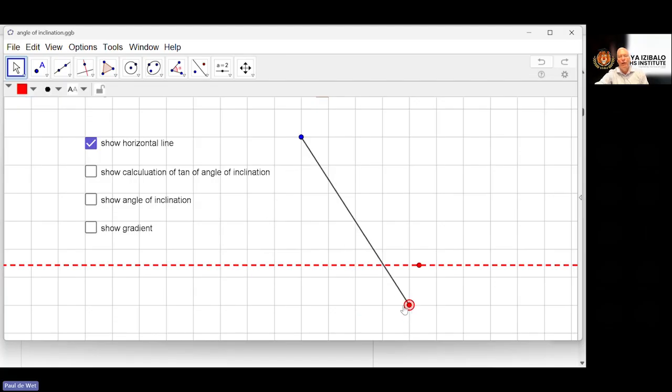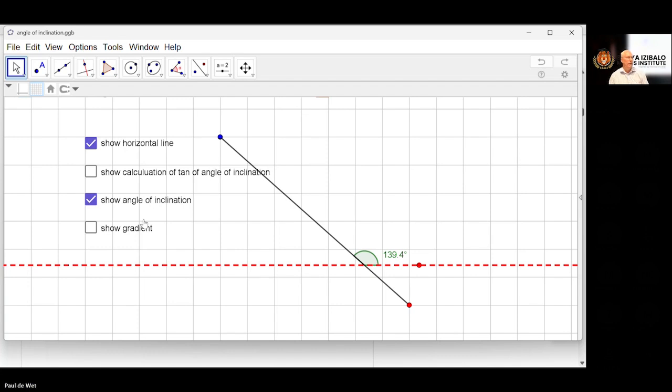Let's get the gradient of this line. And guys, has this line got a positive or a negative gradient? Negative. Okay. It's got an angle of inclination of 139.4. Who can tell me what is its gradient? What is its gradient going to be? It's not difficult. It's a really easy question, I think. Yeah, what did you get? Negative 0.86, and you're 100% correct.